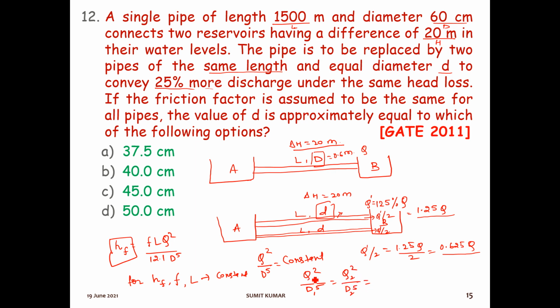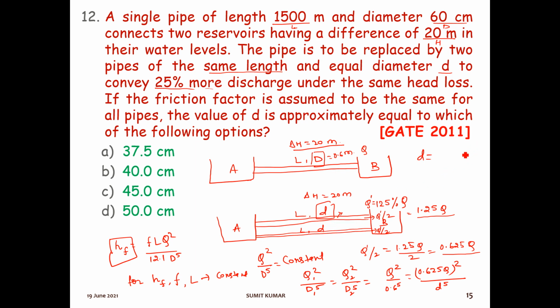Q1 we assume that it is Q, and D1 is 0.6 meter, so 0.6 to the power 5. Q2 is 0.625 Q, and this is a square, and D2 is the small d we need to calculate, to the power 5. Just calculate it. This Q square will be cancelled out, and you will get the value of d, the diameter of this pipe.